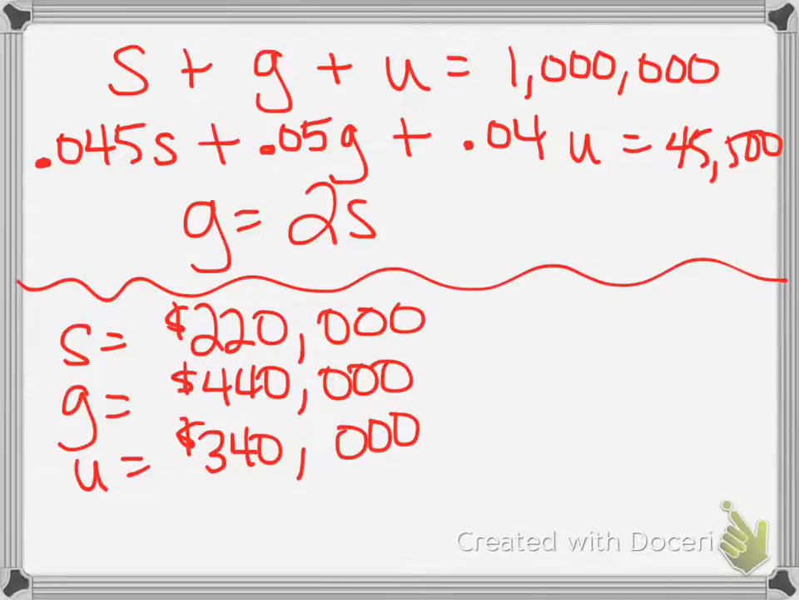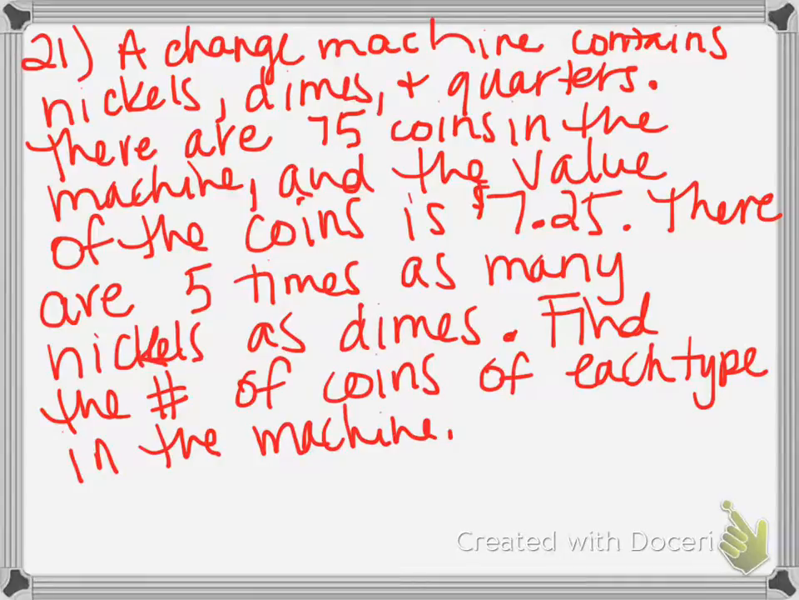And I've got one more that I want to look at where we will need to set some stuff up. Okay, so here this is number 21 from the book. And it says the change machine contains nickels, dimes, and quarters. There are 75 coins in the machine, and the value of the coins is $7.25. There are 5 times as many nickels as dimes, and we want you to find the number of coins of each type.